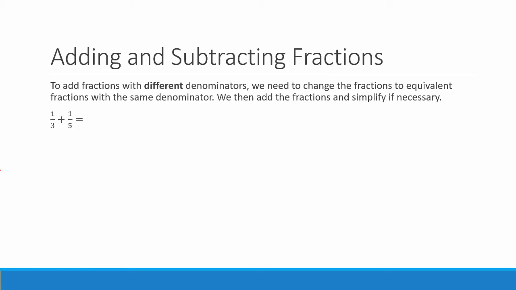So here's another example. I have 1/3 plus 1/5. I can't add those together simply. What I need to do is find the lowest common multiple of 3 and 5. A quick way of doing that, often but not always, is just multiplying them together. In this case, it will give me the lowest common multiple of 15.